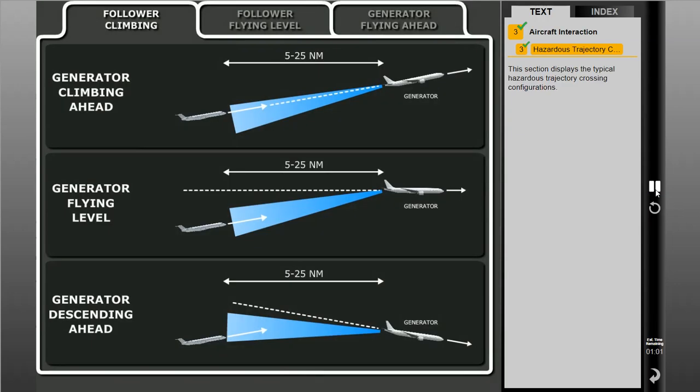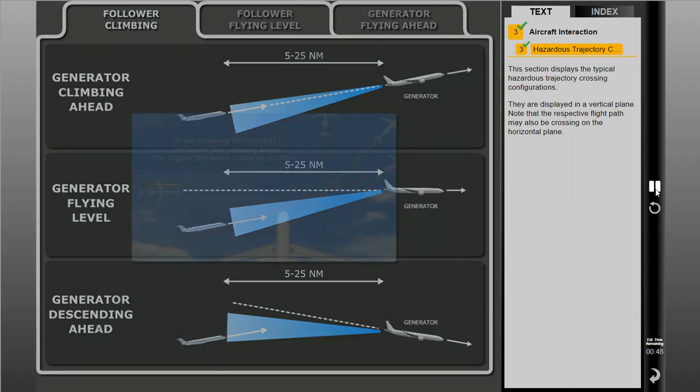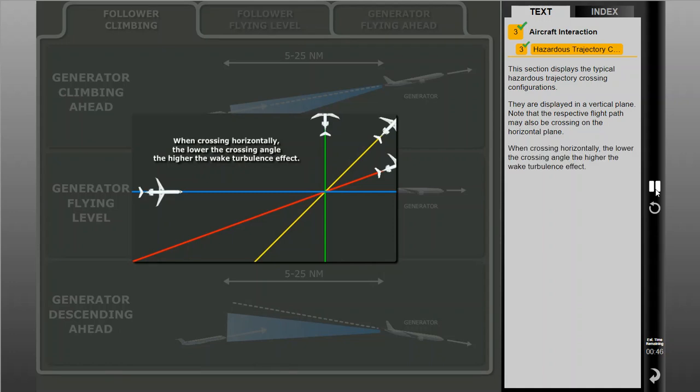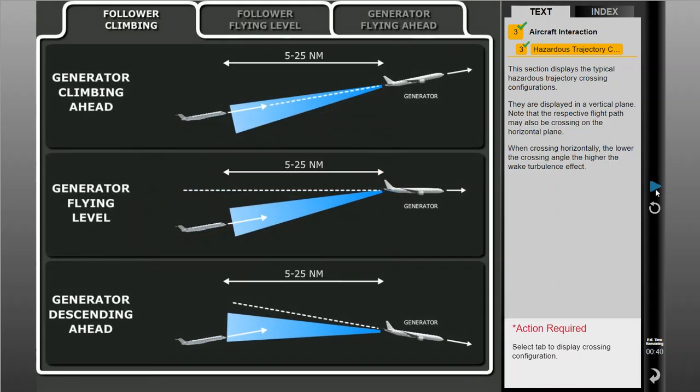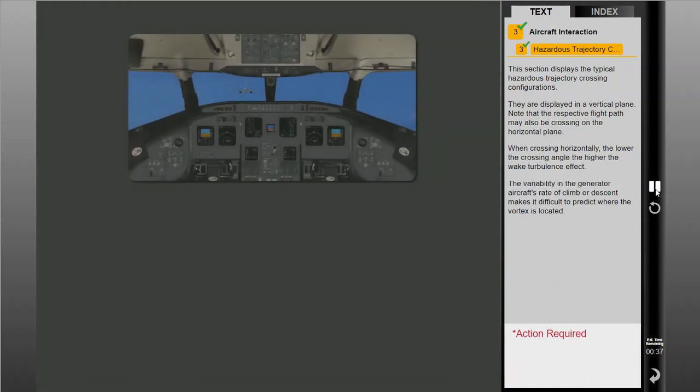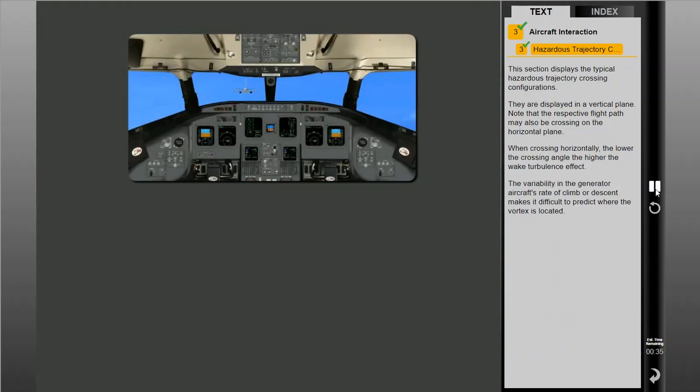This section displays the typical hazardous trajectory crossing configurations. They are displayed in a vertical plane. Note that the respective flight path may also be crossing on the horizontal plane. When crossing horizontally, the lower the crossing angle, the higher the wake turbulence effect. The variability in the generator aircraft's rate of climb or descent makes it difficult to predict where the vortex is located.